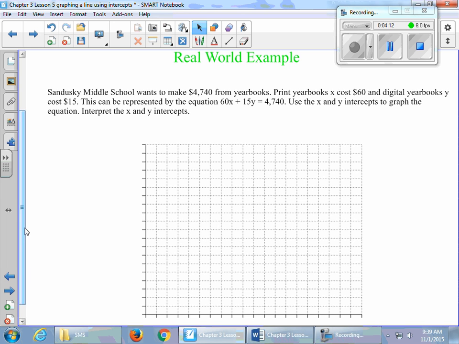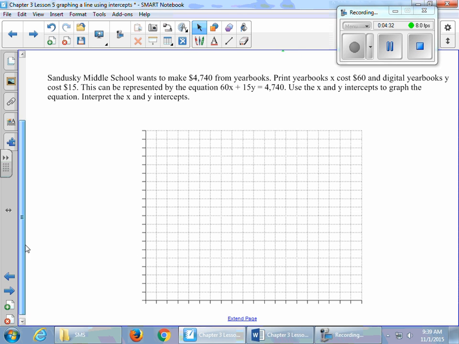Sandusky Middle School wants to make $4,740 from yearbooks. Print yearbooks x cost $60, and digital yearbooks y cost $15. This can be represented by the equation 60x plus 15y equals 4,740. Use the x and y intercepts to graph the equation. Interpret the x and y intercepts.